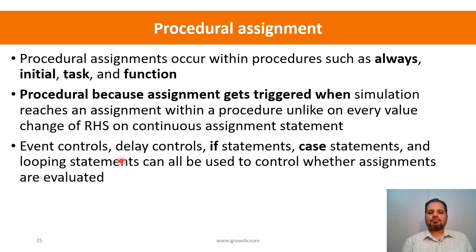Then you can use event control, like the @ named event, or delay controls, where we can use a hash delay of some particular value. Then you have if statements, case statements, the procedural statements that we have already seen, and the looping statements, that you can utilize to figure out whether the assignment gets evaluated or not. So you can use the procedural statements to control whether the flow reaches the assignment statement, or how many times it reaches the assignment statement, and hence whether it gets executed or not.